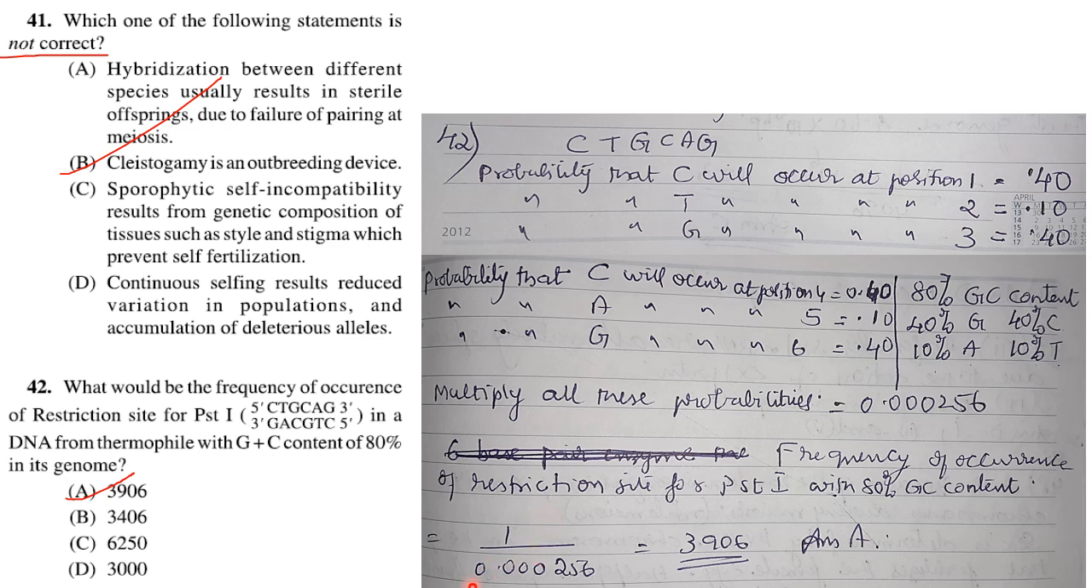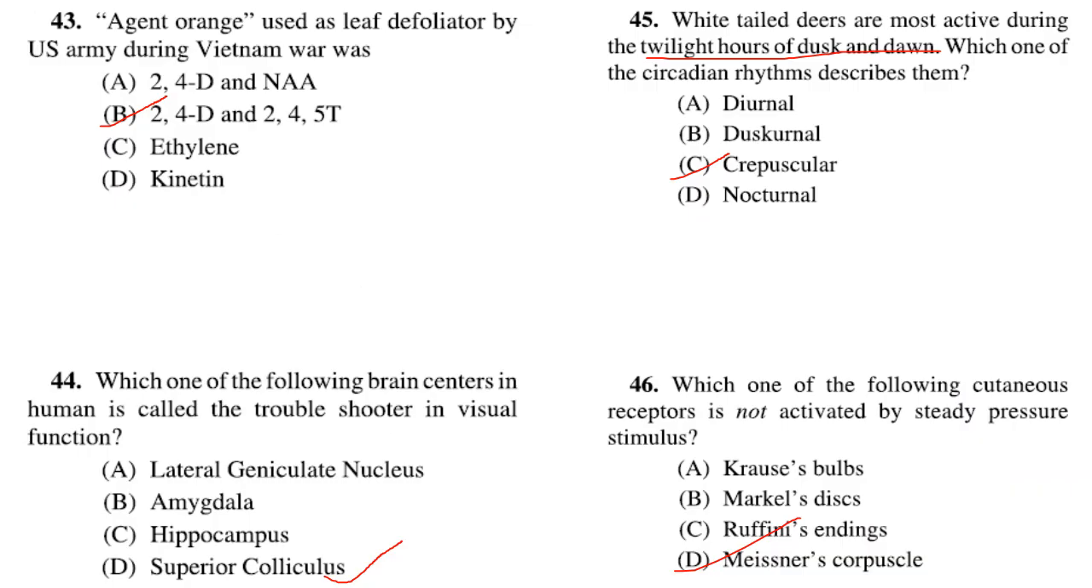1 by 0.000256, that is 3906. Answer is option A. Now next one. Agent Orange used as a leaf defoliator by US Army during Vietnam War was 2,4-D and 2,4,5-T, that is called as the Agent Orange.